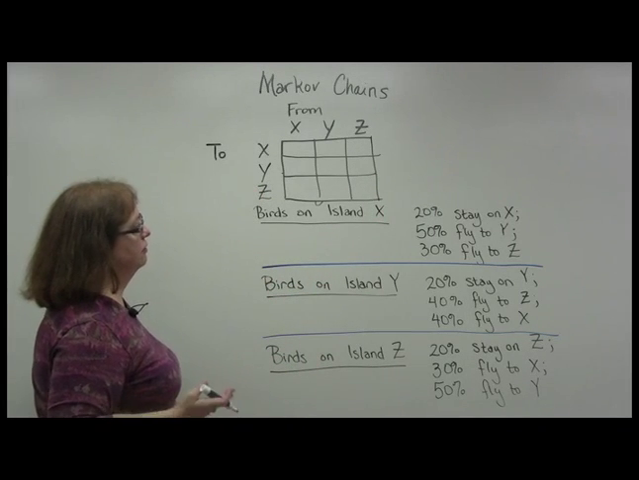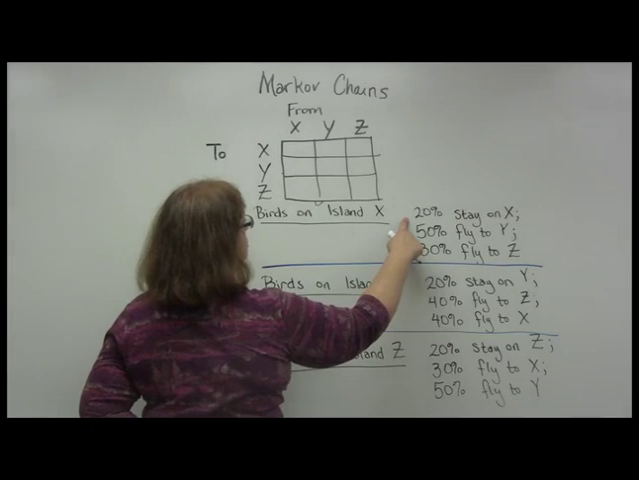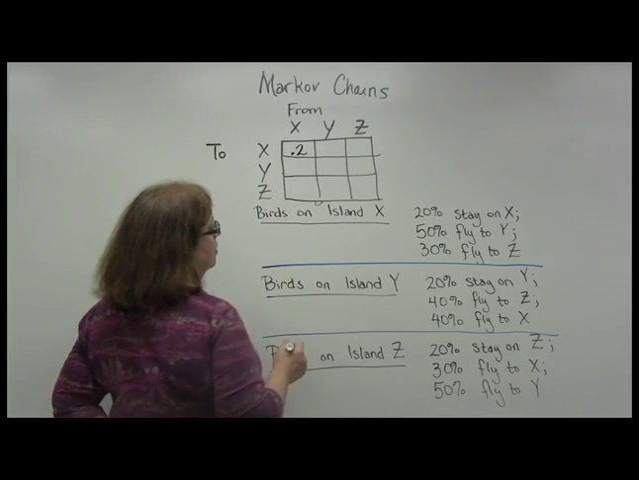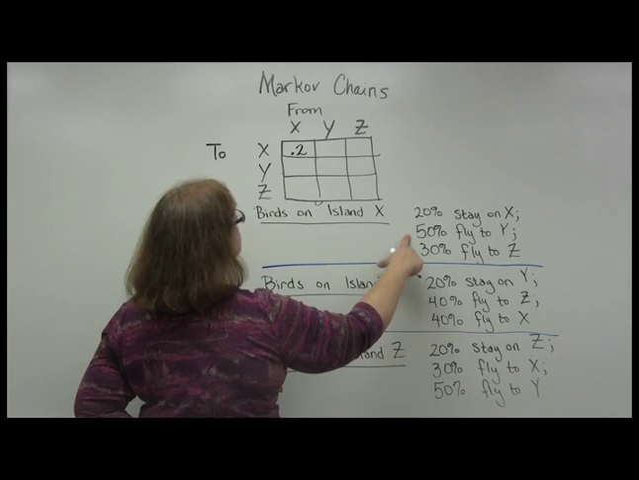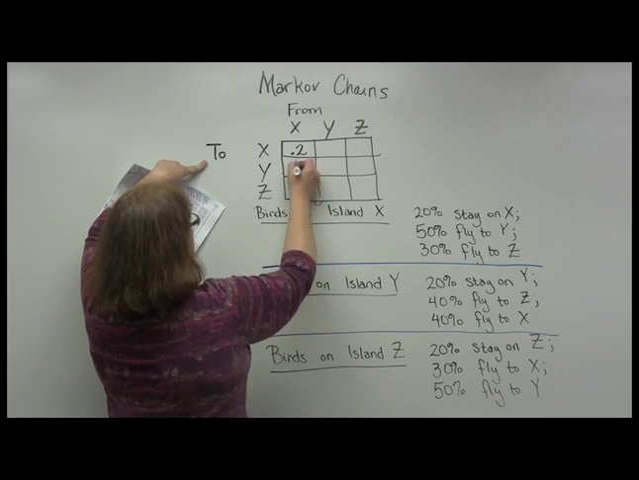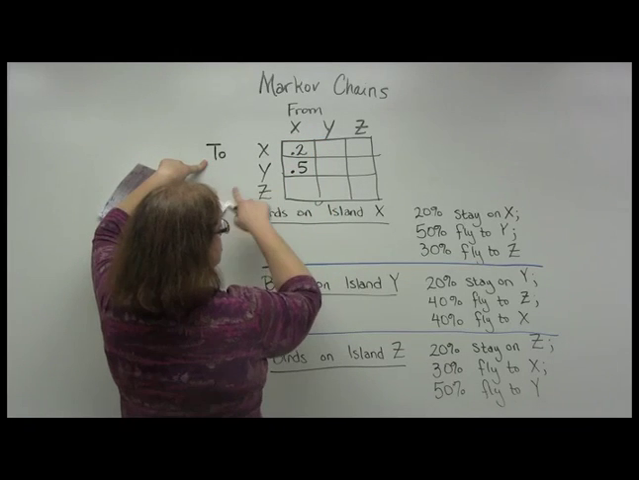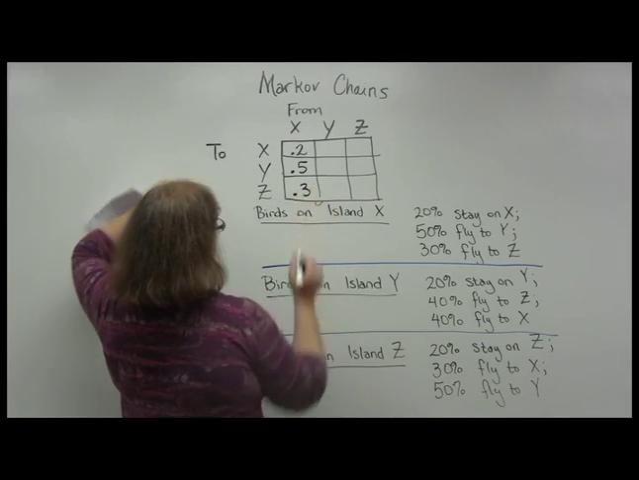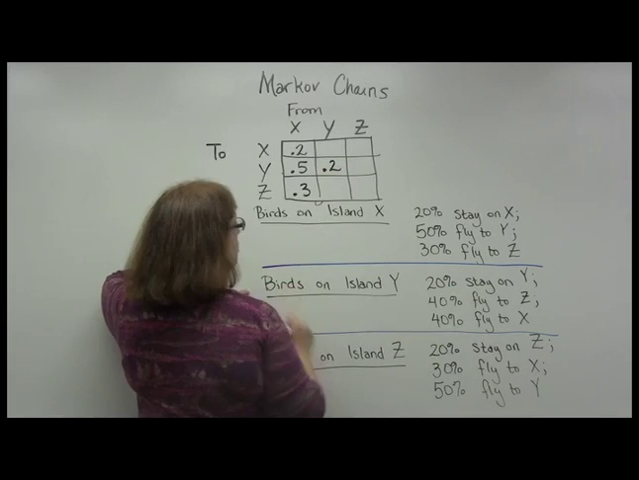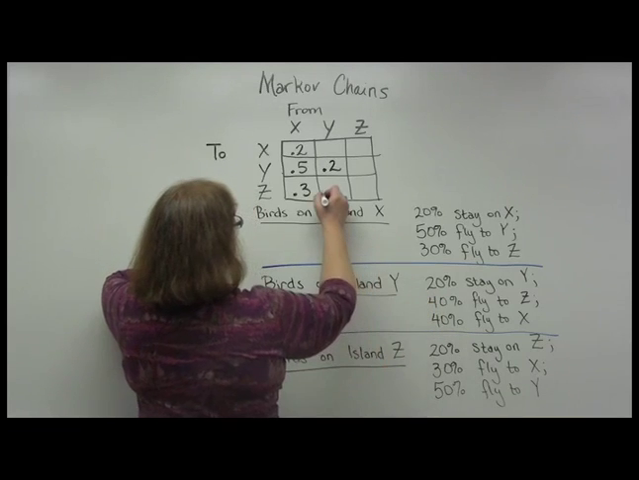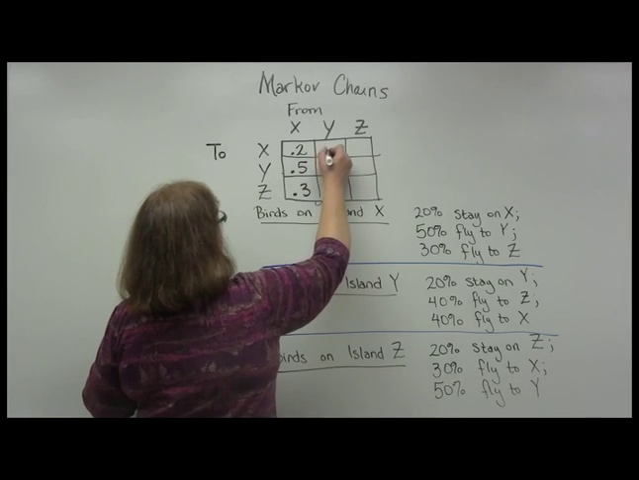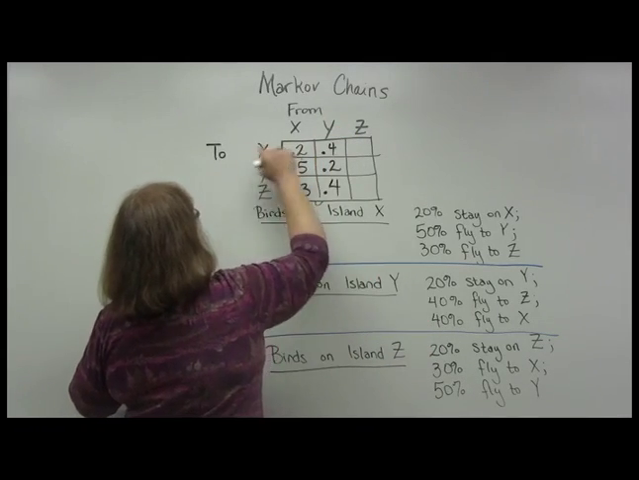Okay, so the ones that are flying from X to X are 20%. The ones that fly from X to Y is 50%. And from X to Z, 30%. Okay, from Y to Y is 20%, that's here. From Y to Z is 40%, it's on the bottom row. And then 40% fly to X, that's 0.4 up here because they go from Y to X.